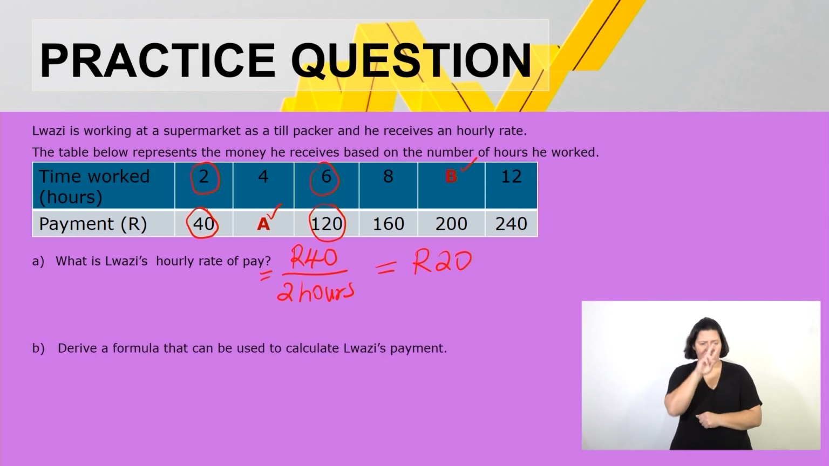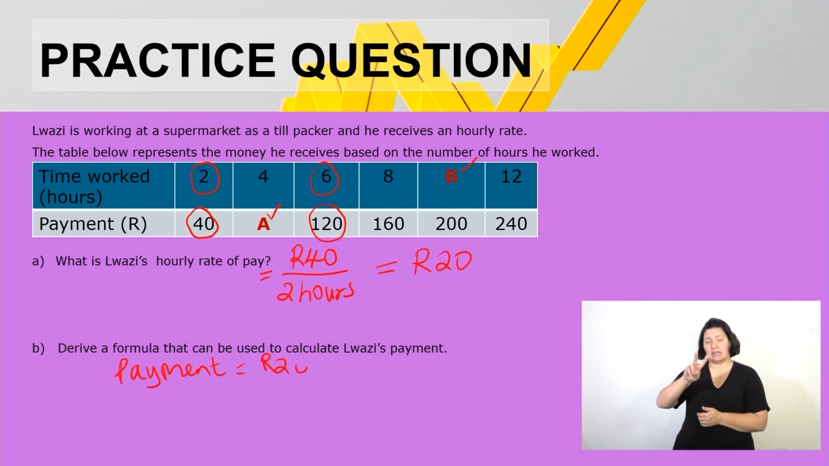Derive a formula that can be used to calculate Lwazi's payment. We can say payment is equal to 20 rands multiplied by N, which represents the time worked in hours.